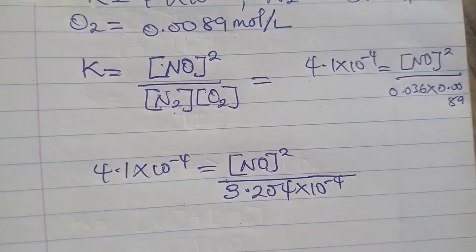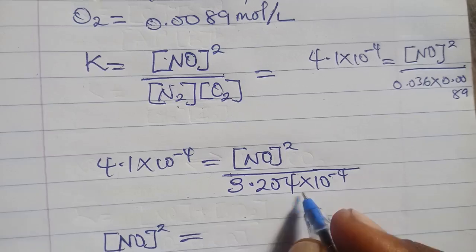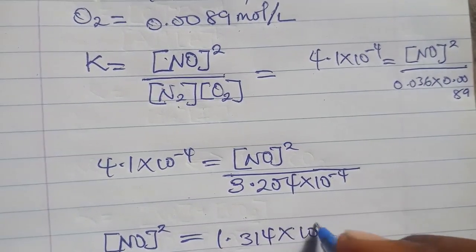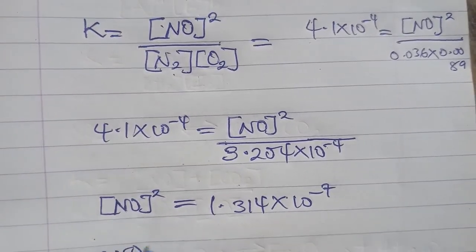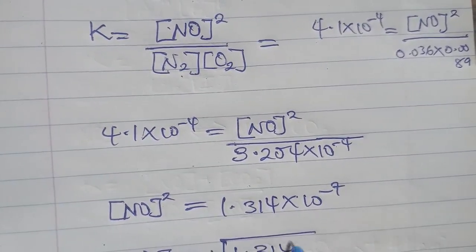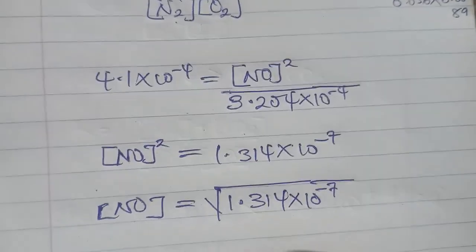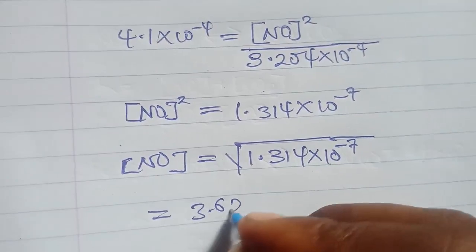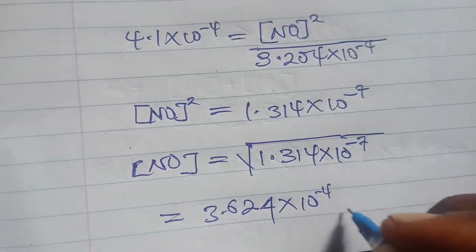So make this the subject of the formula. We have NO squared equal to this times this, which gives us 1.314 times 10 raised to the power minus 7. Therefore, the concentration of NO becomes the square root of this value, 1.314 times 10 raised to the power minus 7, which is equal to 3.624 times 10 raised to the power minus 4 mole per liter.